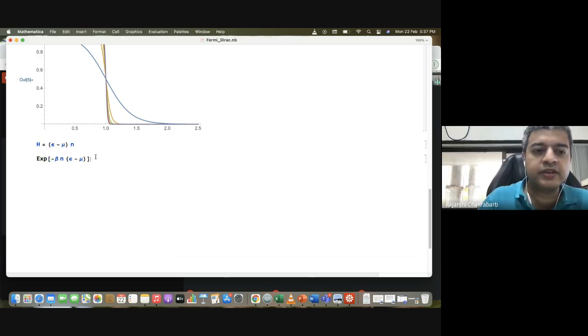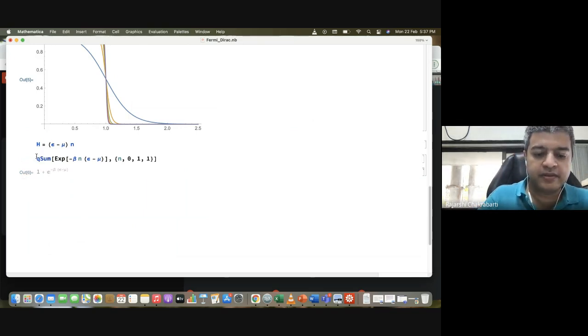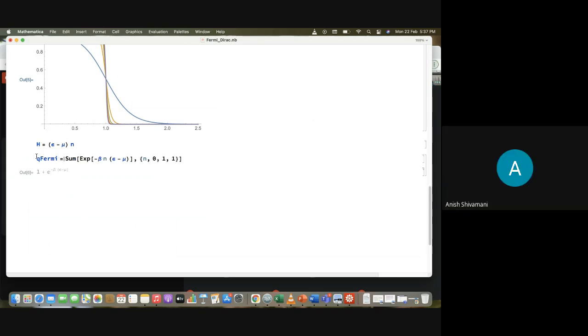Okay, but this is not the same. You have to sum it over possible values of n. So this is the answer. Is this clear that this is the answer? This is 1 plus exponential of beta times mu minus epsilon. Okay, so this is your partition function. Is this clear?